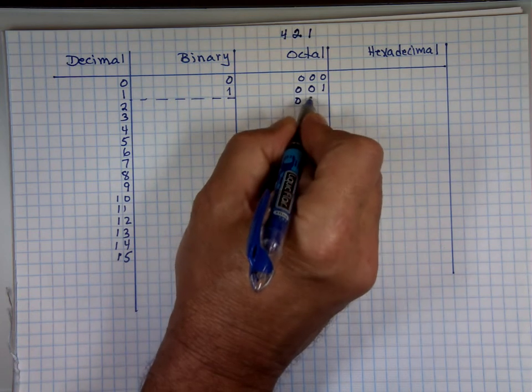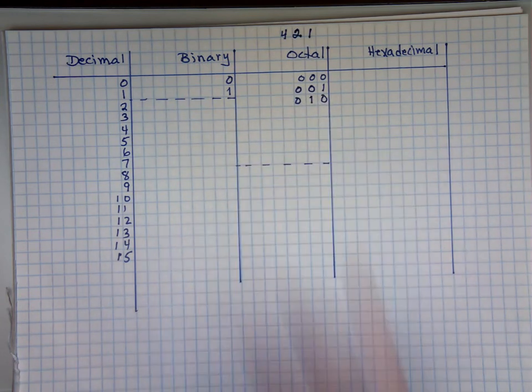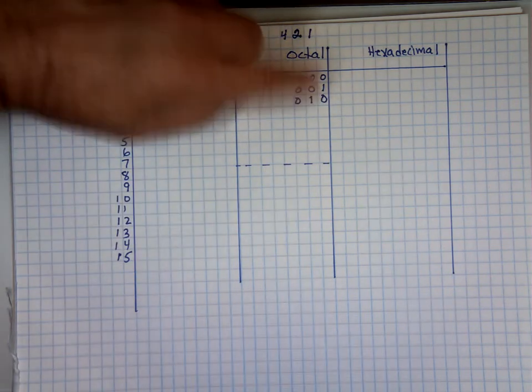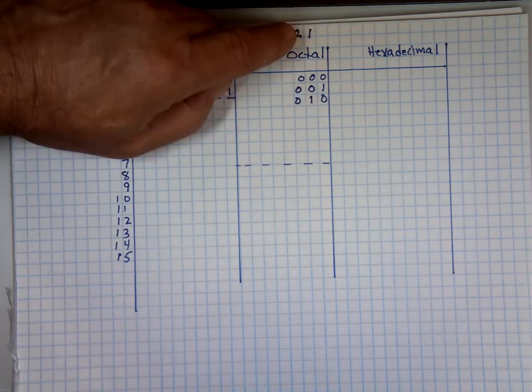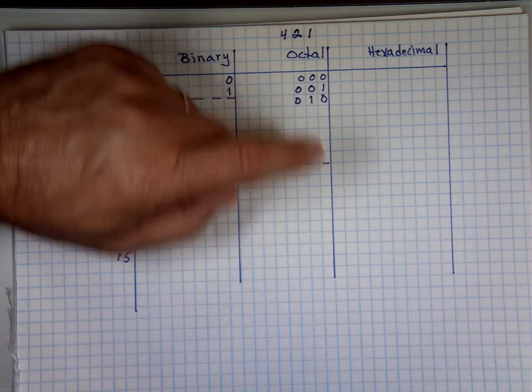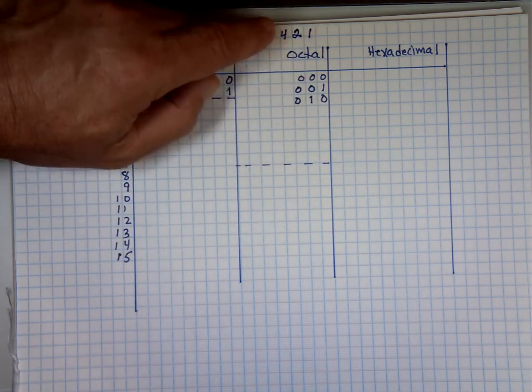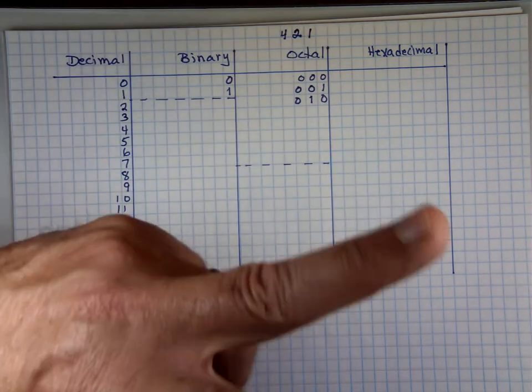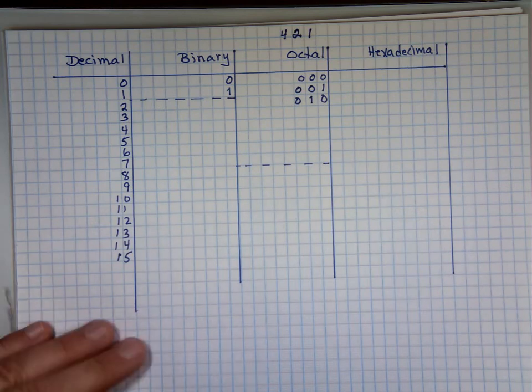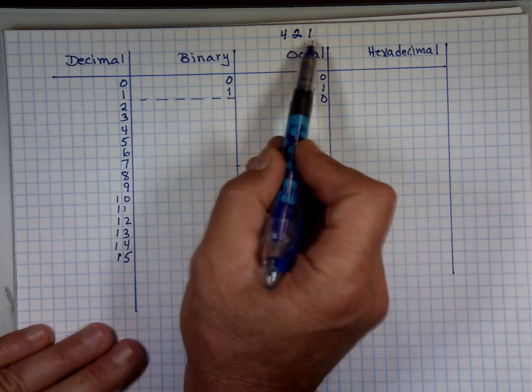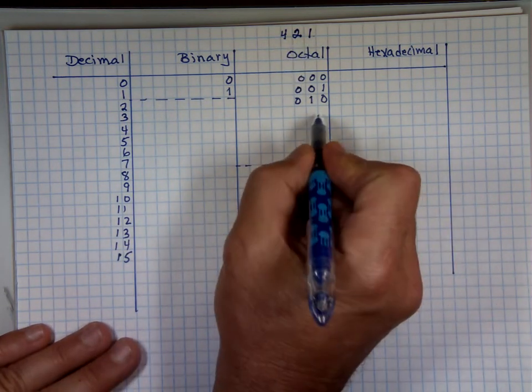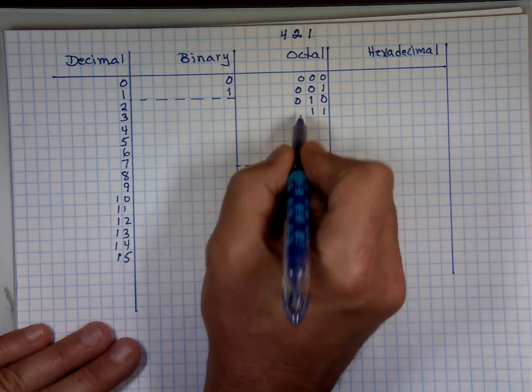Why is it 0, 1, 0? Remember the weight. This has a weight of 1. This has a weight of 2. 0 times 1 is 0. 1 times 2 is 2. 0 times 4 is 0. You have the 2. A 3 is actually 2 plus 1. That's what a 3 is. So a 3 is 1, 1, 0.